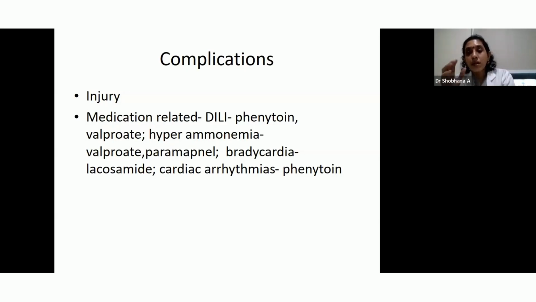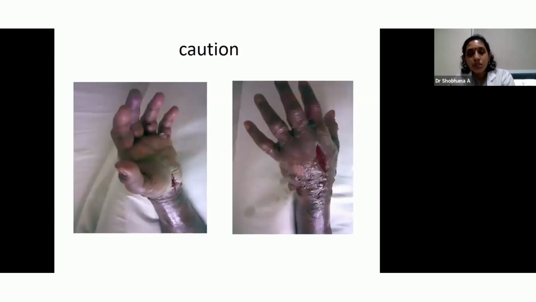And IV phenytoin is notorious to cause, if extravasated, a lot of damage, right? So this is one of the pictures of phenytoin extravasation. This patient had almost a big abscess, necrosis, and needed plastic surgery as well. So be very careful if you are using IV phenytoin. It's of utmost importance.